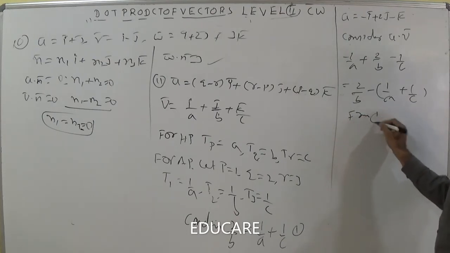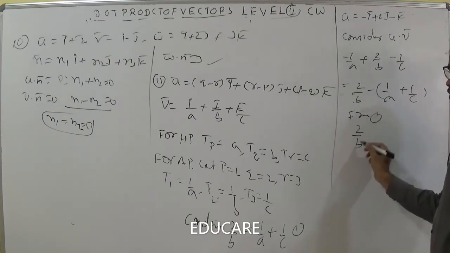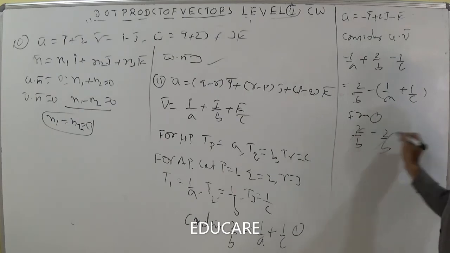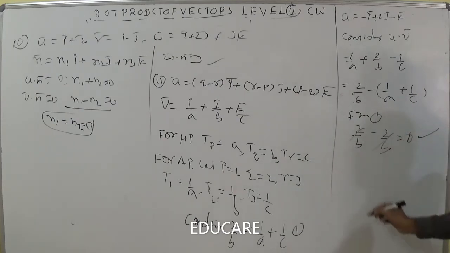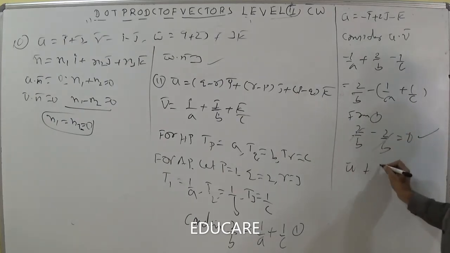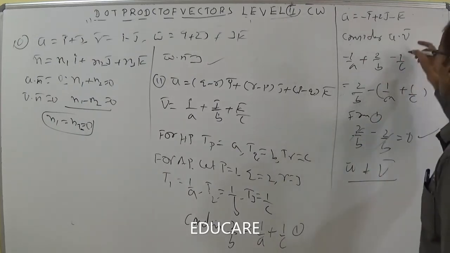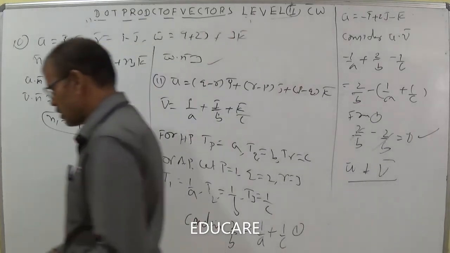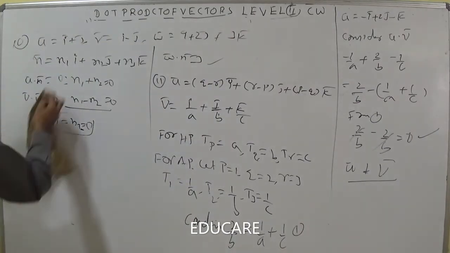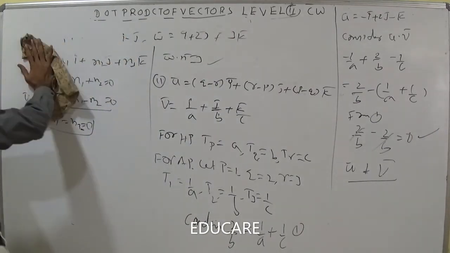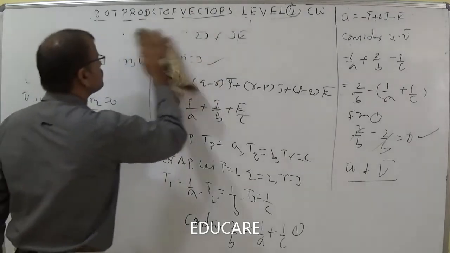From 1 you write here 2 by B minus 2 by B. So 2 by B gets cancelled, 0. Therefore U bar is perpendicular to V bar. So whenever the dot product is 0, the two vectors are said to be orthogonal. Here the two vectors are orthogonal, option 2.